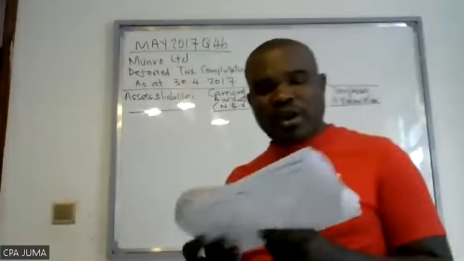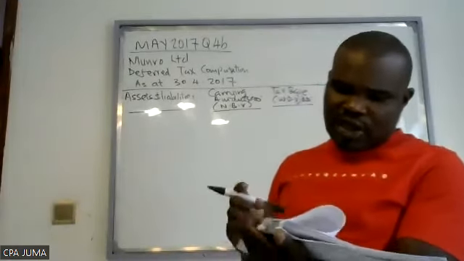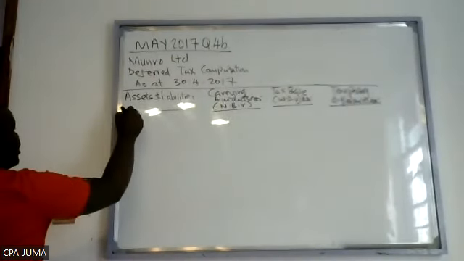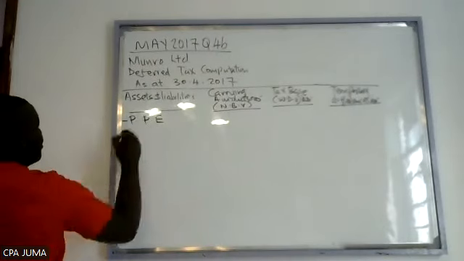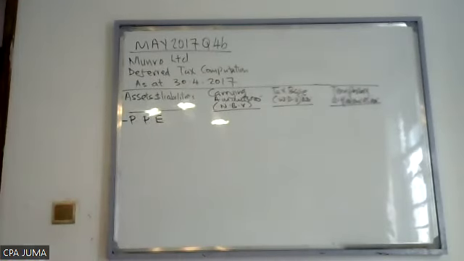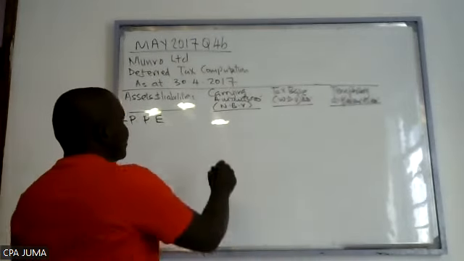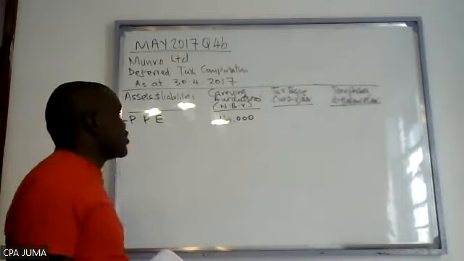So go to the balance sheet. Bring those assets. So the assets, we have property, plant, and equipment, PPE. So the book value is 14. That is the carrying amount. It is 14.